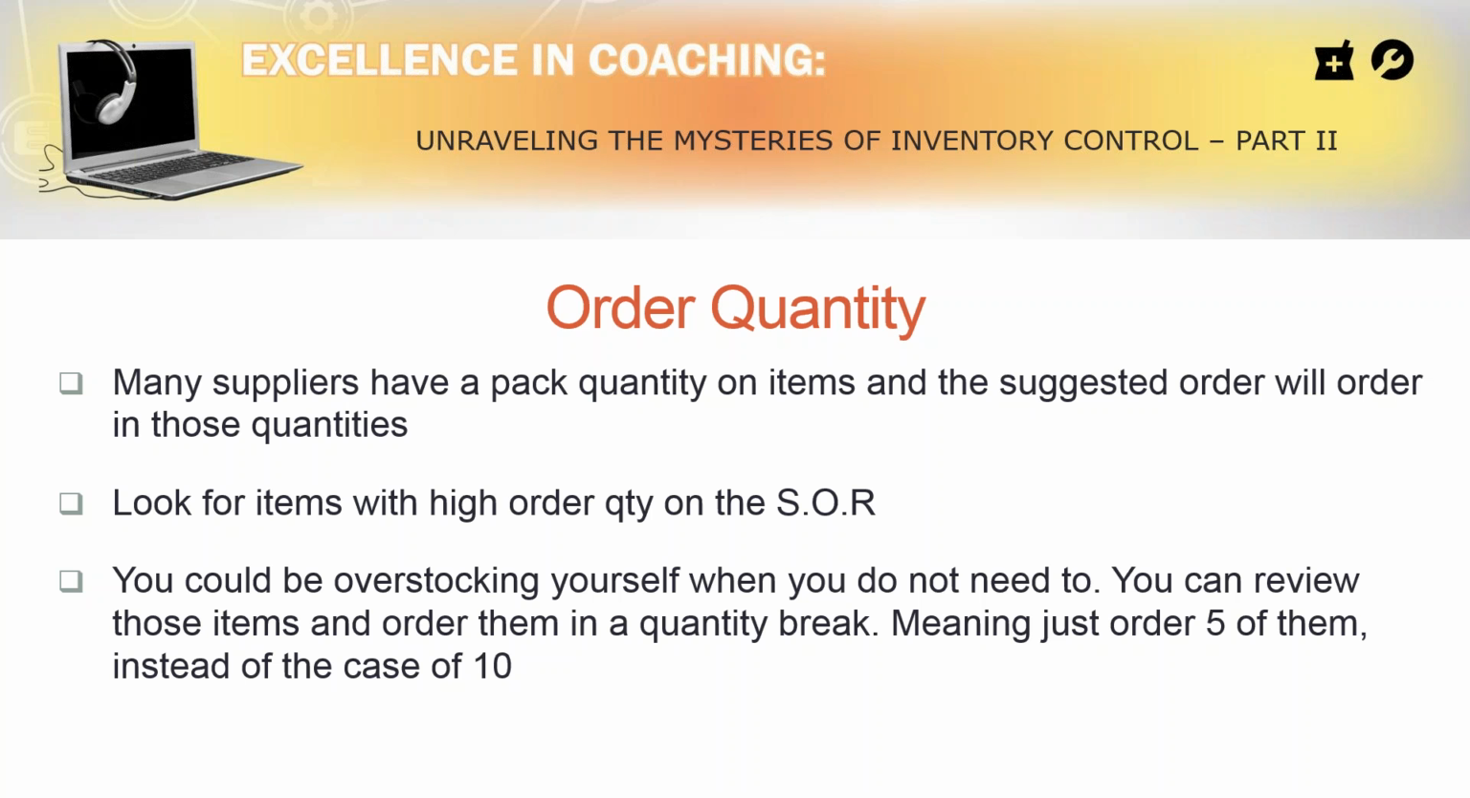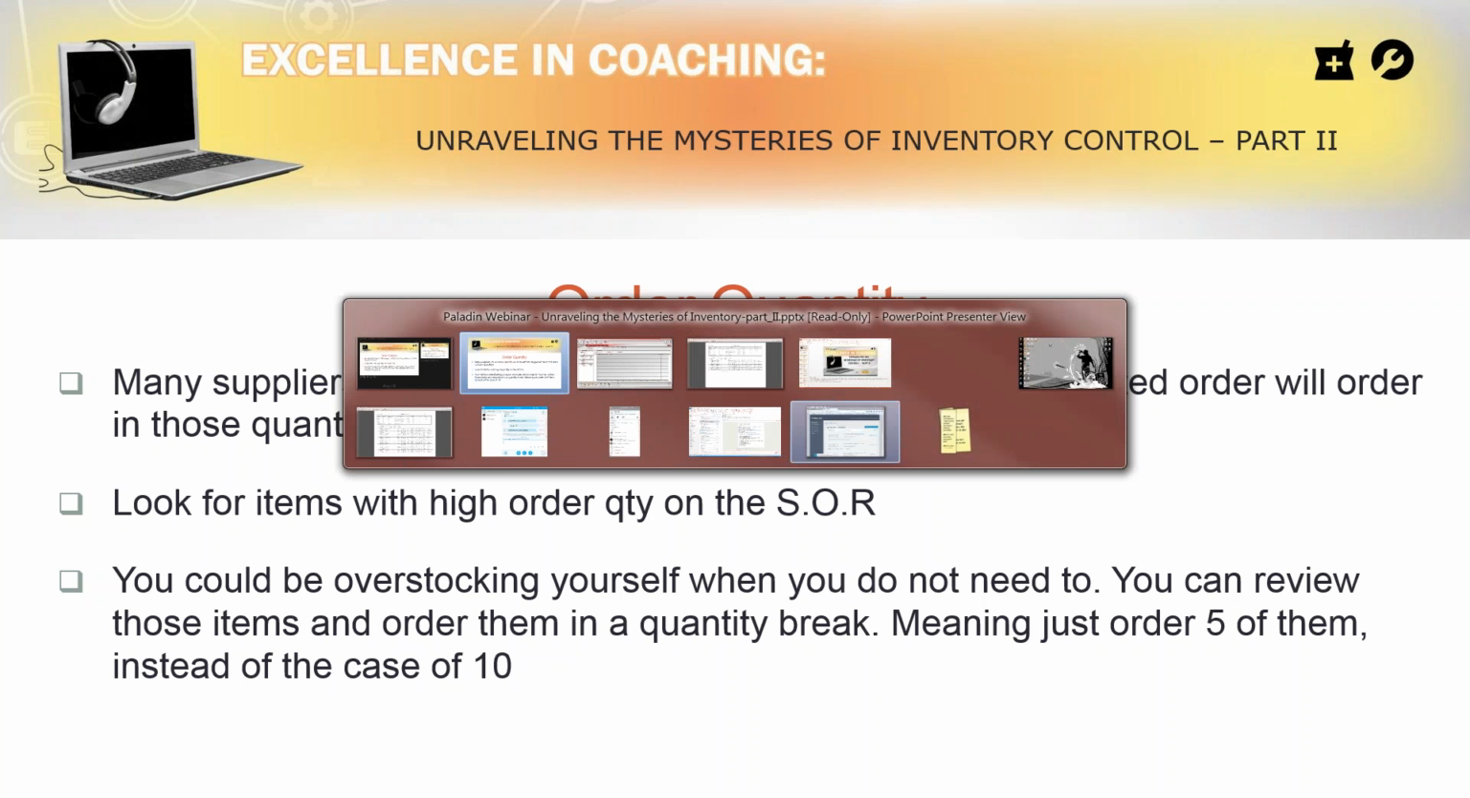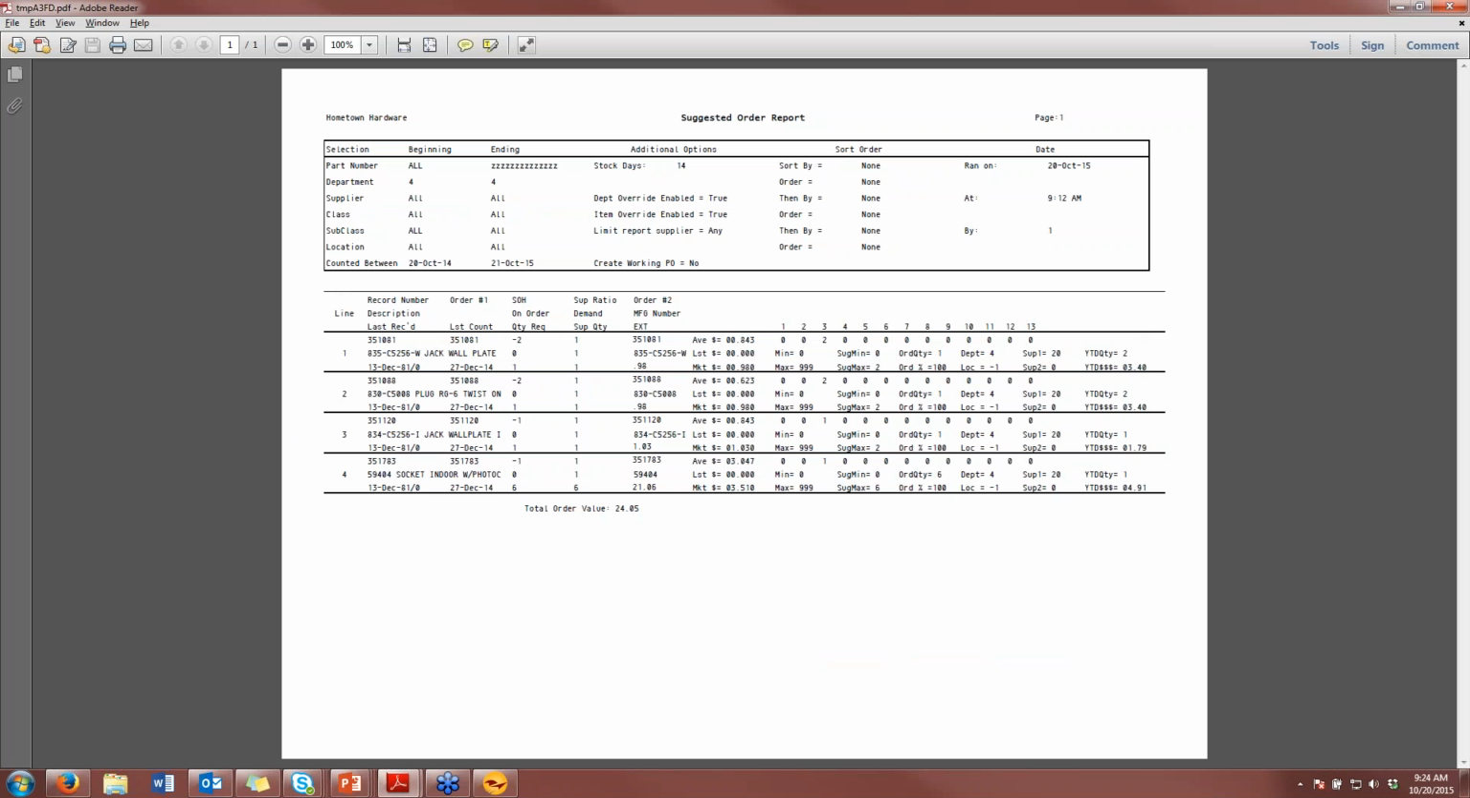So what you can do, you can review those items, and if your supplier says no, you have to buy them in 20, but you really only need about 5, a lot of times you can do that broken case, essentially, and break that down and only purchase 5 of them.